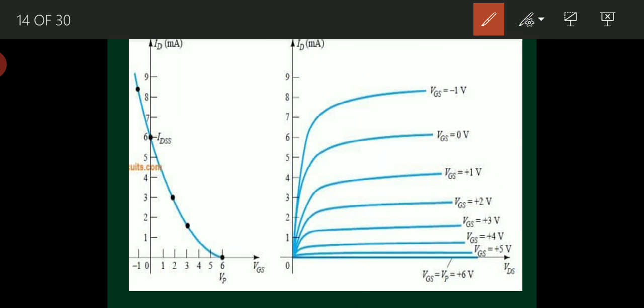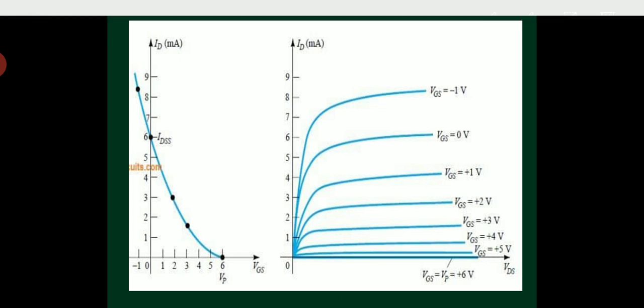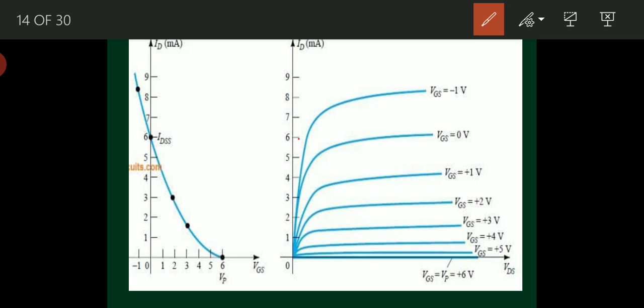What do you mean by saturation source to drain current? It is the maximum value of current when VGS is equal to 0. When VGS is equal to 0, it is called IDSS, and it is 6 in this example. So what is pinch off voltage VP? The voltage of VDS at which current becomes constant is called pinch off voltage VP.